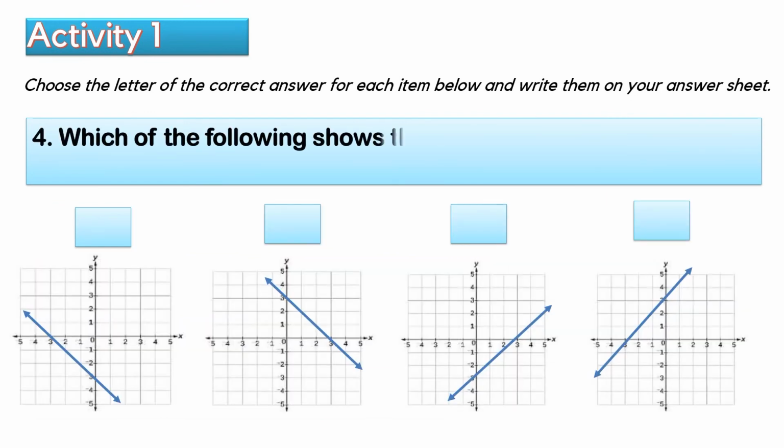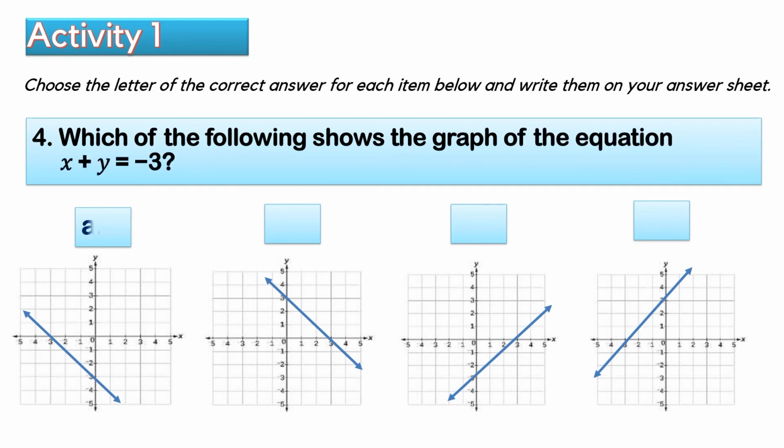Question number 4. Which of the following shows the graph of the equation x plus y equals negative 3? You have 10 seconds to answer the question. Time's up. The correct answer is letter A. The x-intercept is negative 3 and the y-intercept is also negative 3. And you are correct.